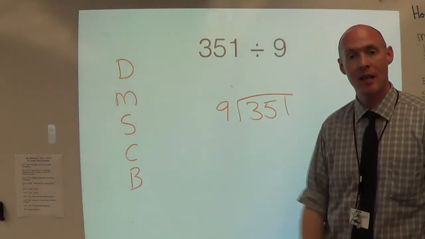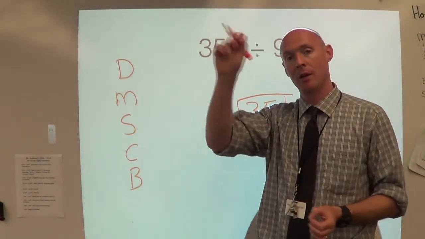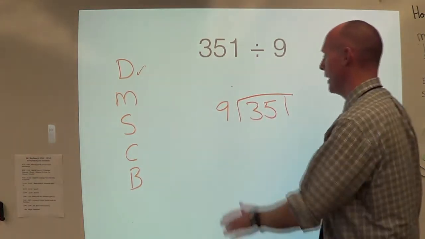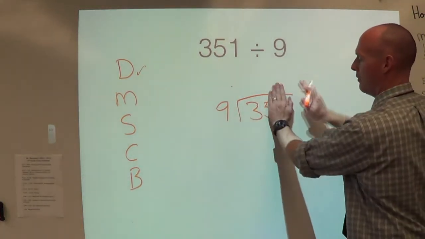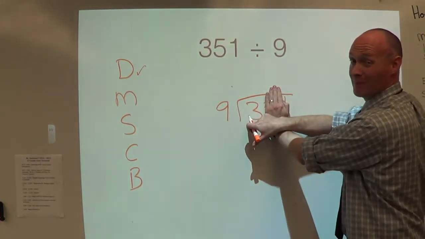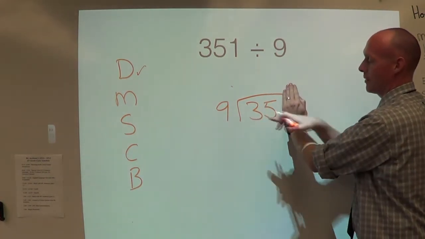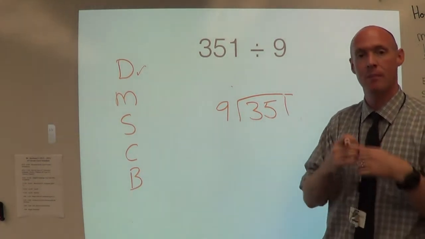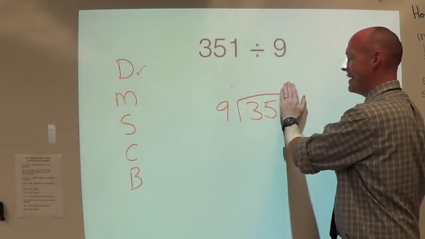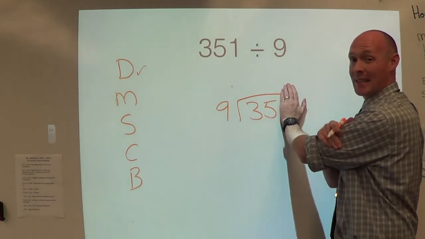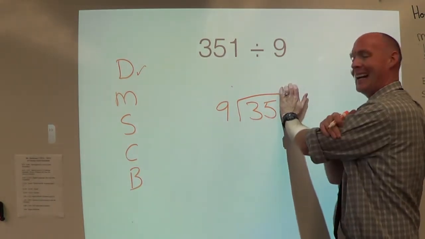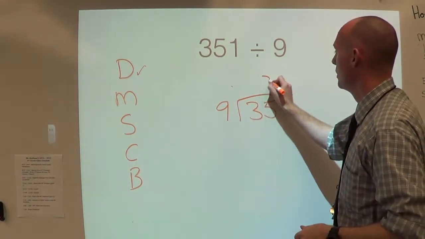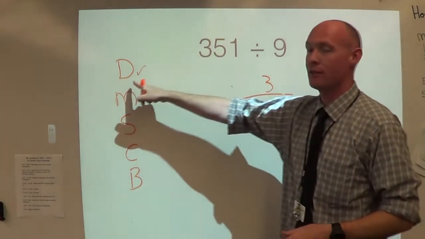Okay. Let's follow these steps. Now, with each step that I follow, I'm going to put a little check mark, okay? First step is divide. So I look. Cover this up. Can 9 go into 3? Nope. So I'll move to the next one. Can 9 go into 35? In fact, it can. So what's the most that it can go in? Well, I know 9 times 4 is 36, so that's too big. 9 times 3, 27. Let's try. Okay. Now, we just divided.